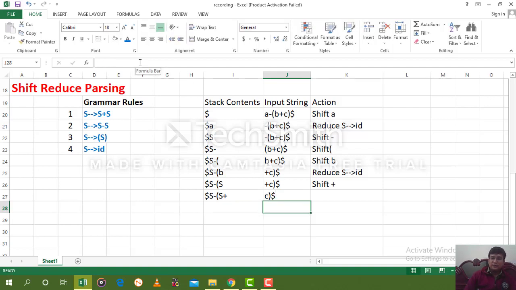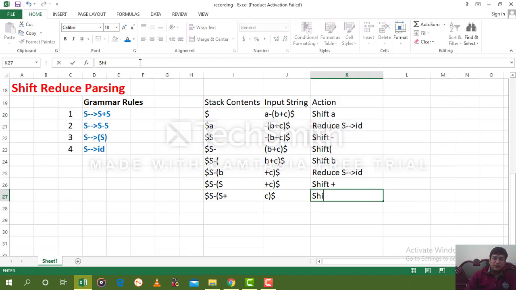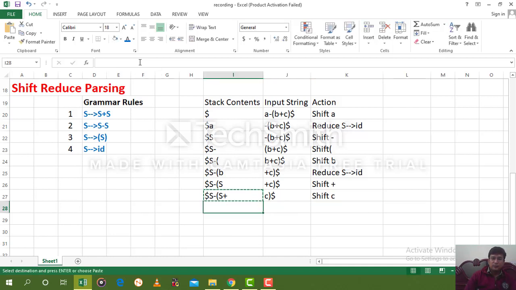The input string contains c, closing parenthesis and dollar now. We have a c in the input that can be shifted on the stack. So the stack already has these symbols. The c is pushed on the stack. So c is an identifier, so that can be reduced by the grammar rule 4 that says that this symbol should be converted to the left hand side of the production, that is S. So c can be converted to S.